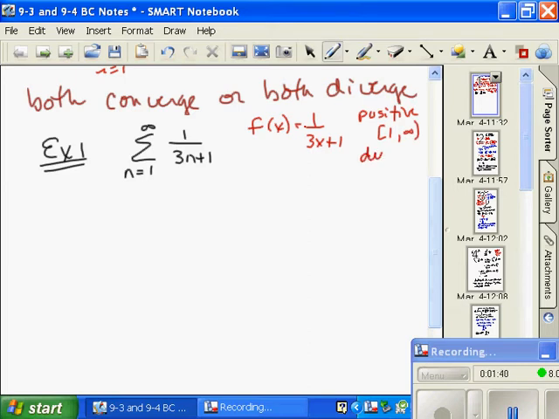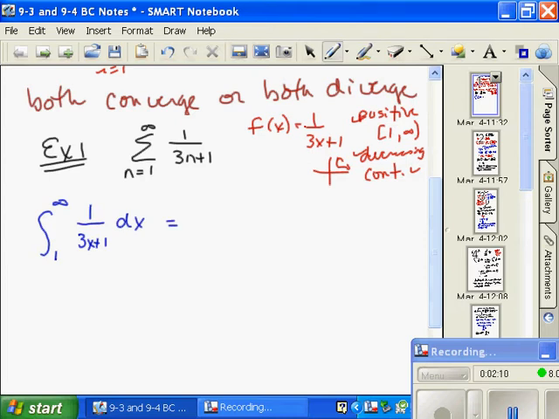Is it decreasing? I would say yes, because I know what the graph of that's going to somewhat look like. And is it continuous from 1 to infinity? Yes. So all three of those are true, so we can use the integral test. So using the integral test, I'm going to do the integral from 1 to infinity of 1 over 3x plus 1 dx.